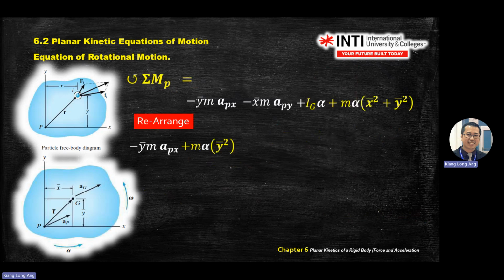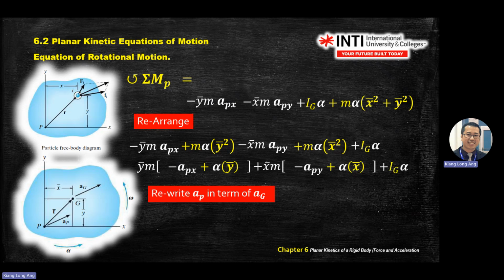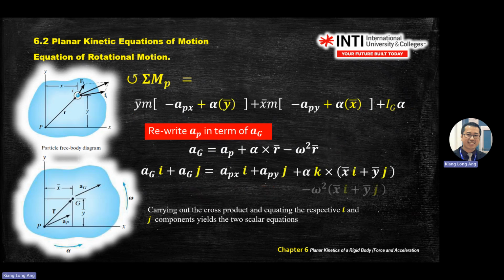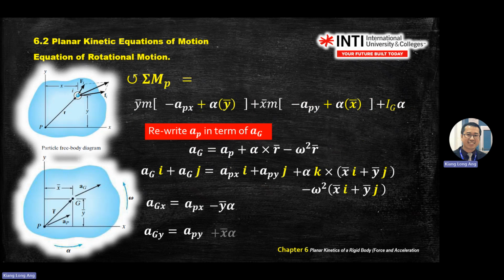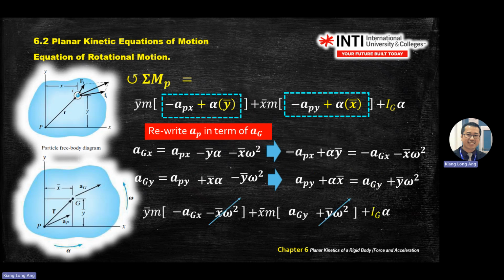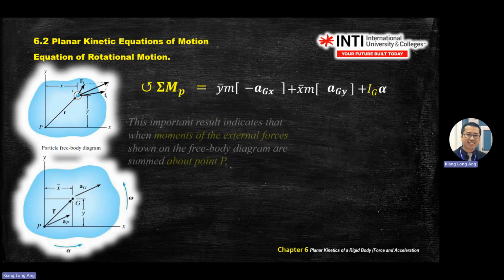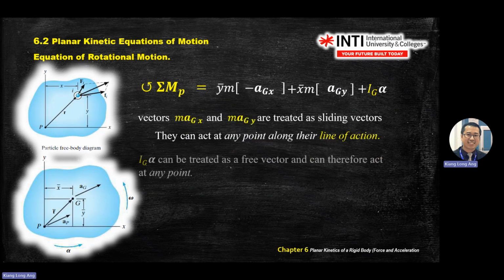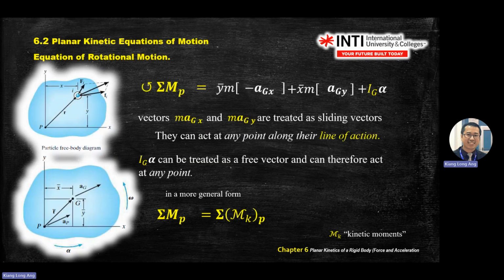Okay. The rest you read. At the end, you arrive at one equation. It's a very lengthy derivation. Okay. So again, you have all this, but you see all this actually still goes back to I equal to Ig plus md squared and Mp equal to Ig alpha. This equation.